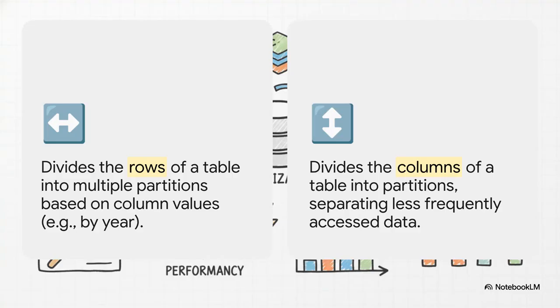Let's think about your data table like it's a giant encyclopedia. With horizontal partitioning, you're basically splitting it into different volumes based on the year. So if you only need data from 2023, you just grab that one book instead of lugging the whole set off the shelf. Now with vertical partitioning, you're doing something different. You're taking all the heavy glossy photo pages and moving them to a separate appendix at the back. That way, you can flip through the main text way faster. Both methods just make it quicker to find what you need.